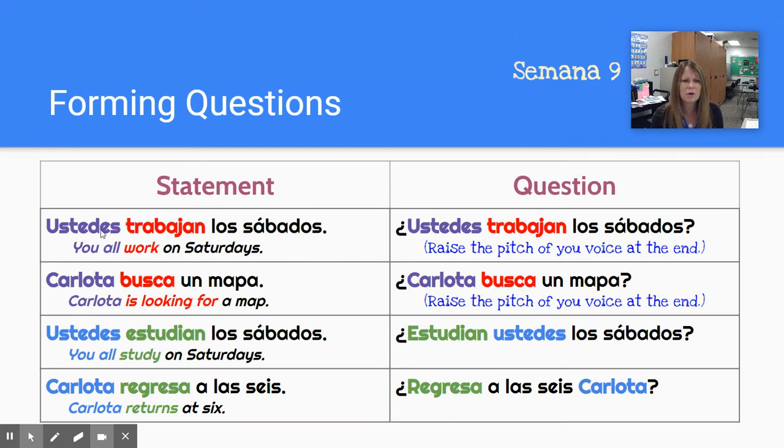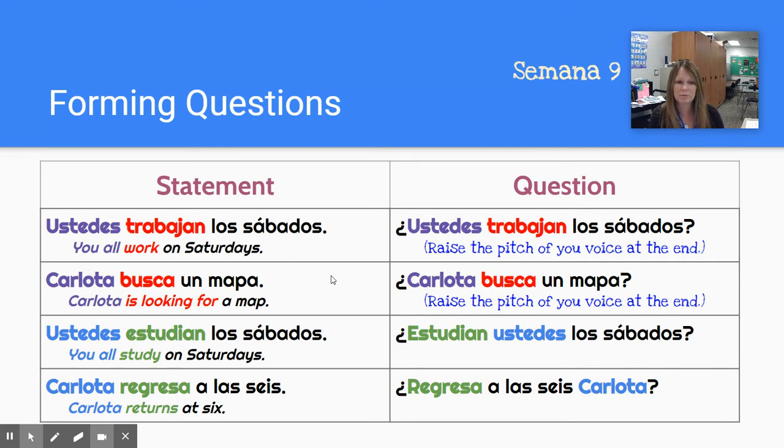Here's a statement. Ustedes trabajan los sábados. You all work on Saturdays. If you want to ask that as a question, here's the same form, and all we did was raise the pitch of your voice at the end. So, ¿ustedes trabajan los sábados? It becomes a question of almost disbelief, like, really?